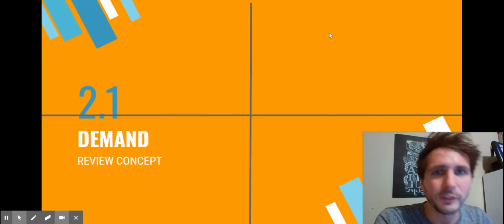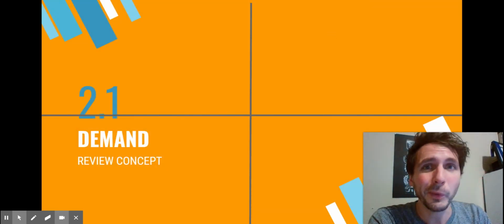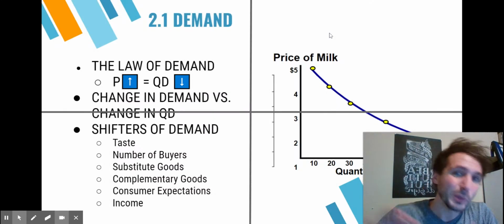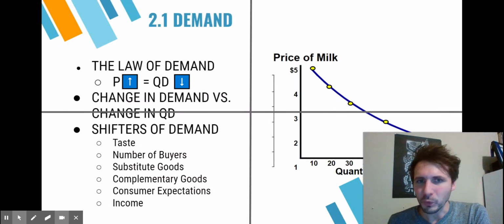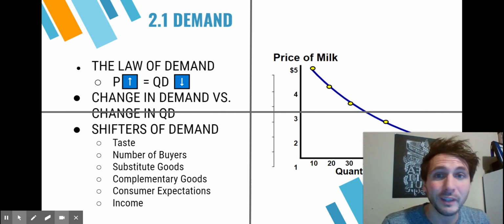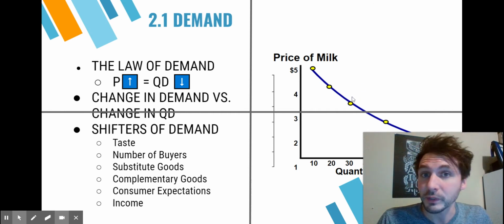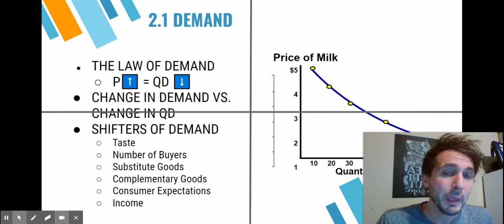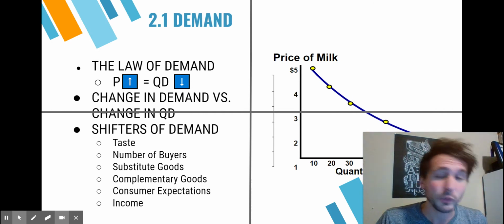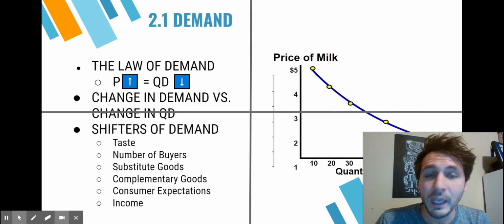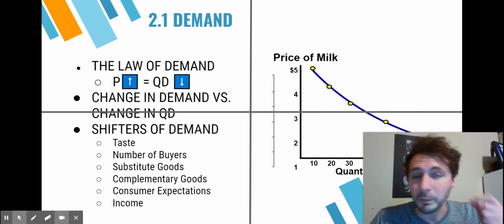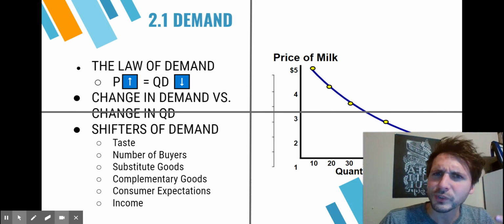2.1 is demand. It's a review concept, so we'll go really quick through this. Again, you learn this in macroeconomics. It directly lines up with microeconomics. So here we go. The law of demand is very simple. When the price goes up, people demand less of something, so the quantity demanded falls. And when the price goes down, the quantity demanded rises. That should make some logical sense, right?